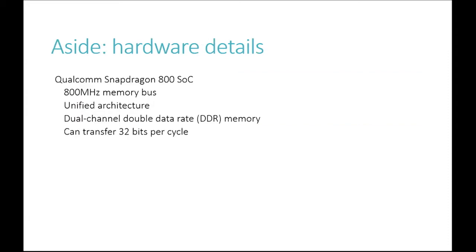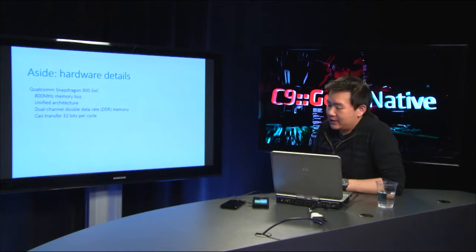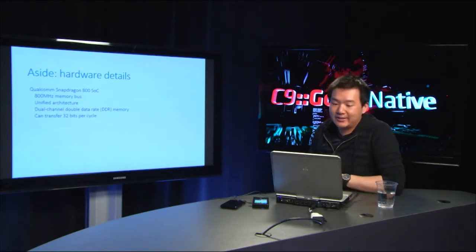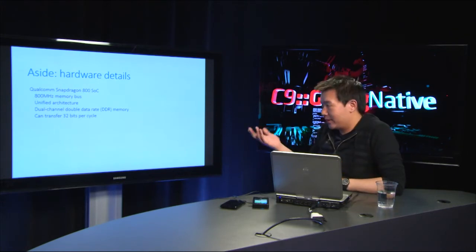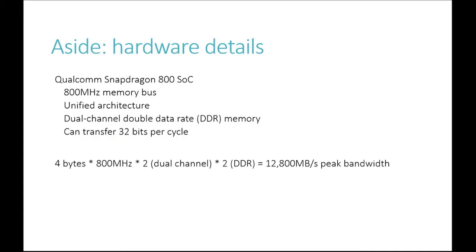Now, as a quick aside, the Qualcomm Snapdragon 800, which is what's inside this phone here, which I use to run all of these reports, has an 800 megahertz memory bus connected to dual channel double data rate memory. This means that we can transfer 4 bytes per cycle, multiplied by 800 megahertz, multiplied by 2 if you can read from both memory channels simultaneously, multiplied by 2 for the double data rate. This equals 12,800 megabytes a second of peak theoretical bandwidth.